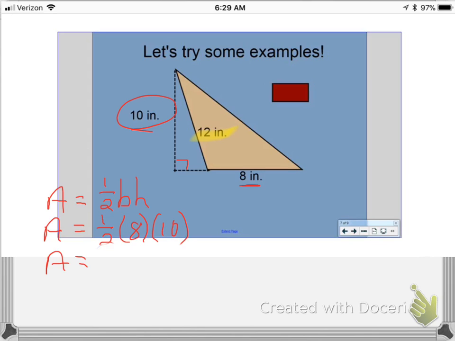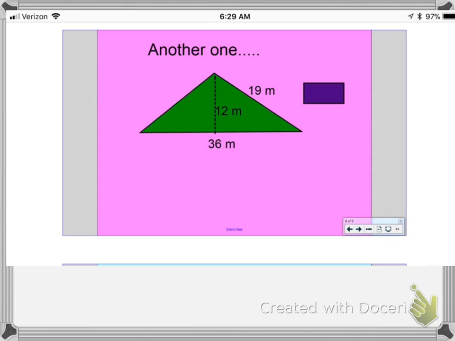So I'm going to go ahead and do 8 times 10, which gives me 80, and then half of 80 is 40. So I know that the area of this is 40 square inches. It's square inches because we are looking at 2 dimensions. We're looking at the base and the height. So therefore our units are squared. Area is always squared.